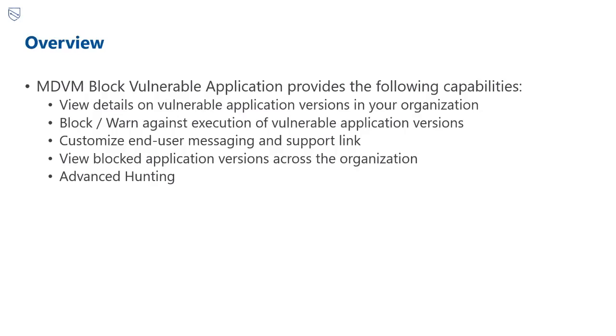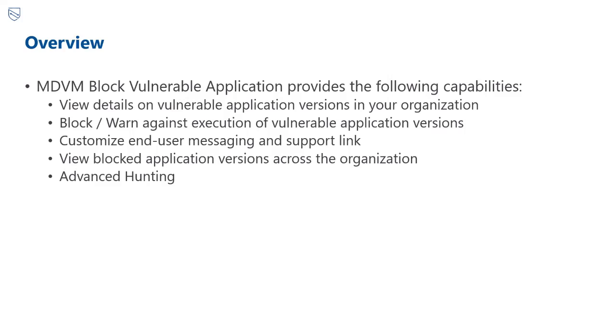So in terms of overview, MDVM block vulnerable application provides customers with the capability of pinpointing vulnerable versions of applications running in their organization, and then blocking or warning users against the execution of these application versions. In order to ensure a smooth experience for the end user, we've added the ability to specify a custom end user message and a support link, which can help to ensure that end users are clear on what steps they can take to resolve the issue, whether it be using another application or updating to a newer version of this application.